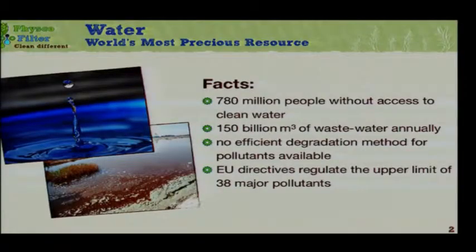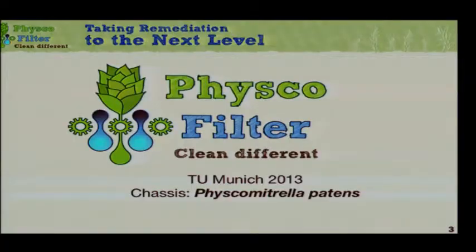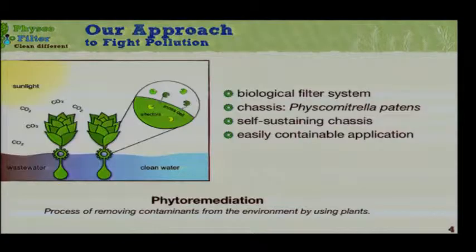We, the team from TU Munich, believe that a different approach to this global problem is needed. So in the past, many iGEM teams have used synthetic biology to remove pollutants from water. We want to use their ideas and build upon their ideas, but we want to improve their applicability by using a much more suitable chassis. The moss, Physcomitrella patens. So our approach to fight global water pollution would be to use genetic moss that produces effectors for the degradation and binding of toxic pollutants.